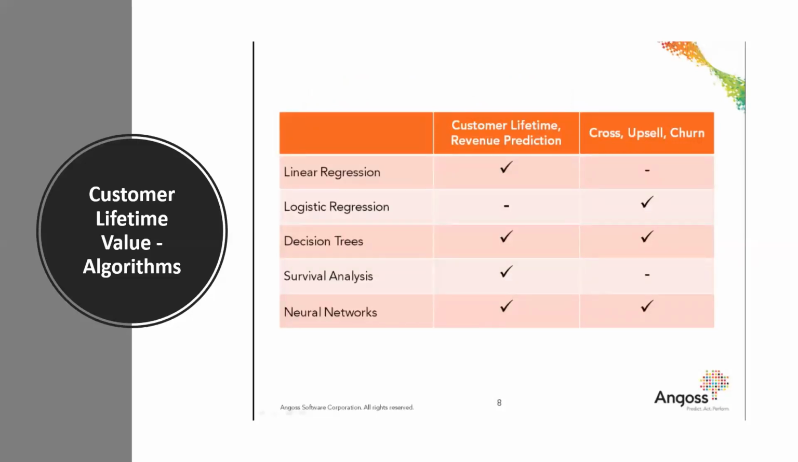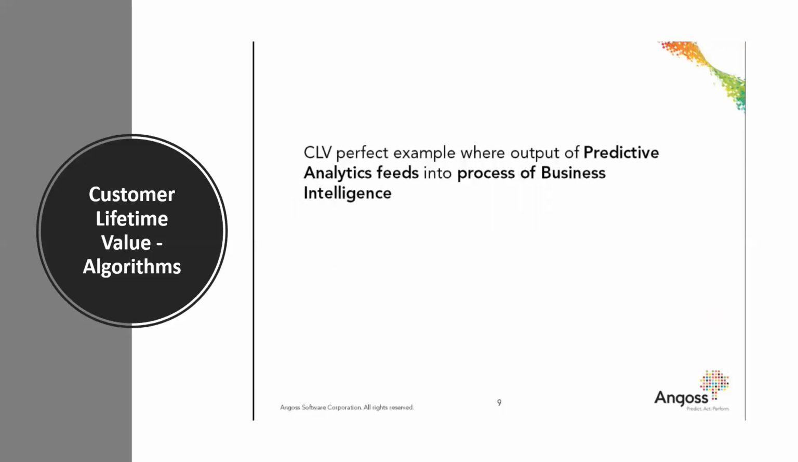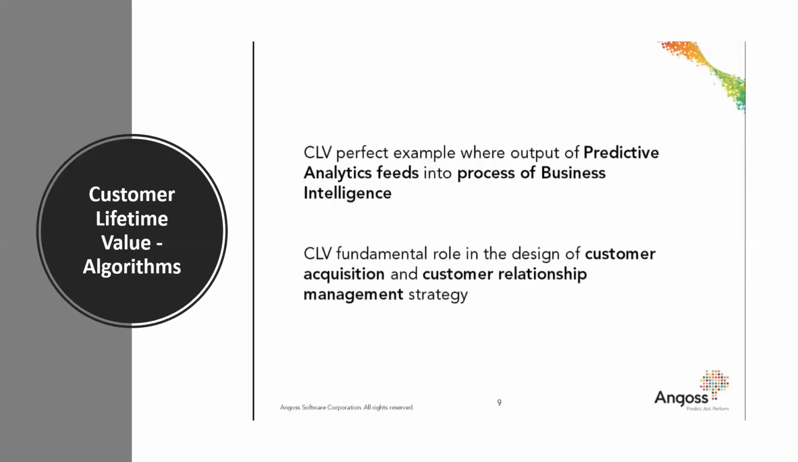Here are the most common analytical tools used for developing the models needed for the calculation of the customer lifetime value. The models shown are out-of-the-box techniques that can be used to develop these models. Decision trees and neural networks are two of the most versatile tools for acquisition models. Decision trees are the most popular because they offer an easy explanation of the model and how the results are obtained. Neural networks, on the other hand, are more accurate in many cases, but are perceived as being difficult to interpret. Customer lifetime value is a perfect example where the output of predictive analytics feeds into the process of business intelligence. It is a variable that should play a fundamental role in the design of any customer acquisition and customer relationship management strategy.